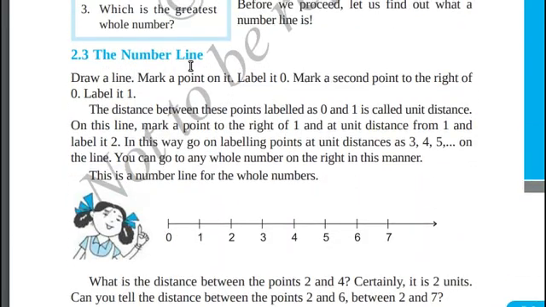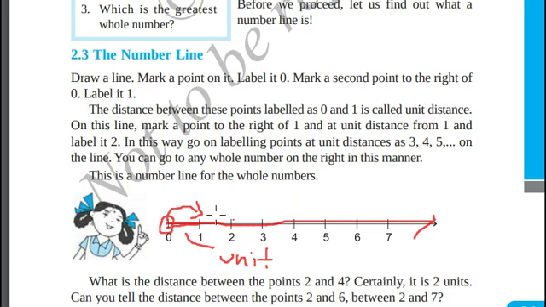The number line. Draw a line, mark a point on it. Let us call it 0. Mark a second point to the right of 0. We label it as 1. The distance between 0 and 1 is called a unit distance. This is our reference distance. This distance we will use as reference.